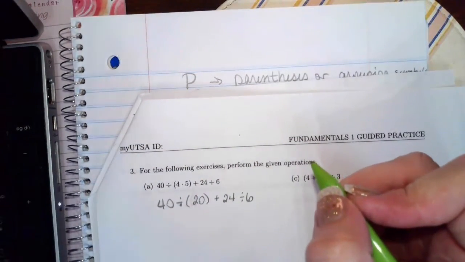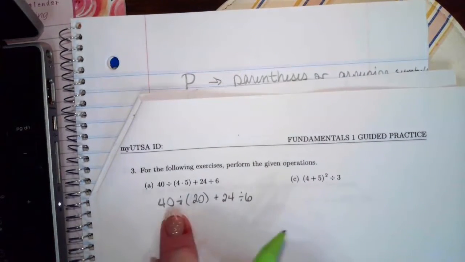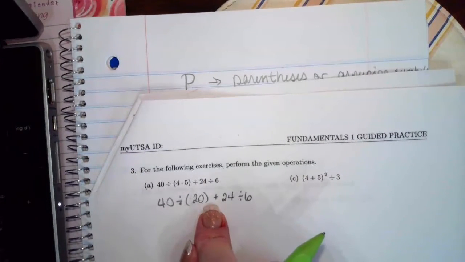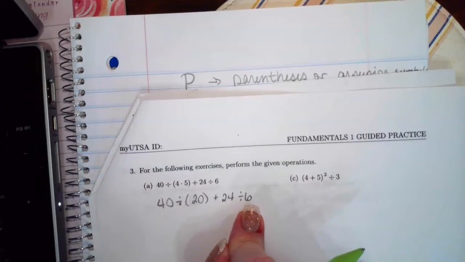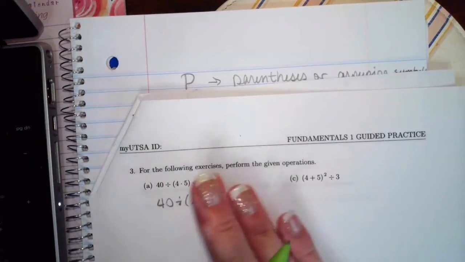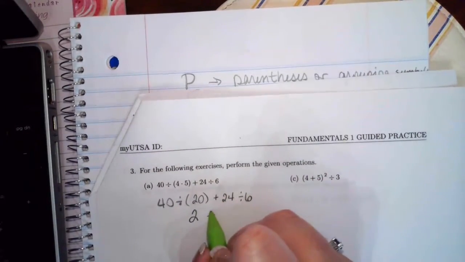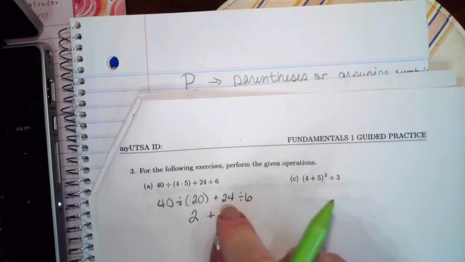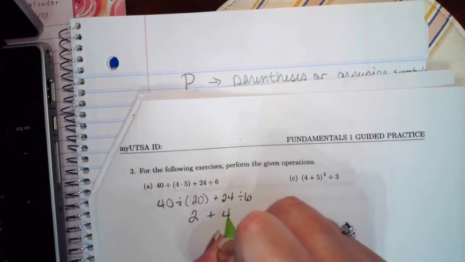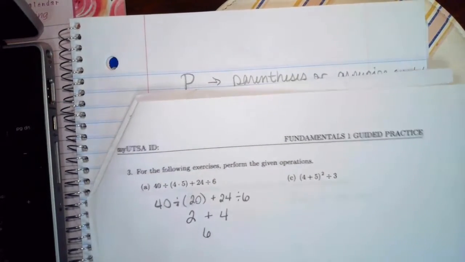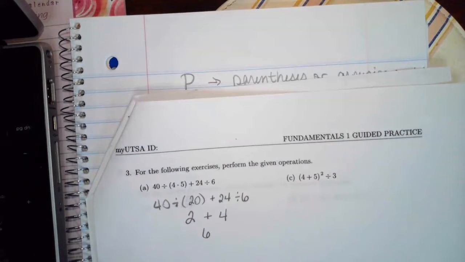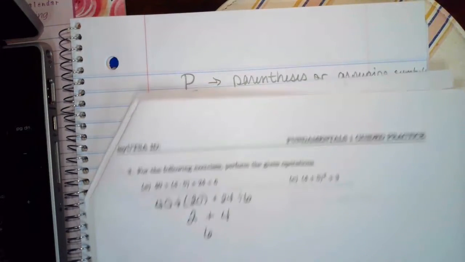Okay. Now looking at this, I've got division, addition, division. So I need to do the division first. So 40 divided by 20 is going to be 2, plus 24 divided by 6 is going to be 4. And now I've got 2 plus 4 is 6. So using order of operations, I get an answer of 6.